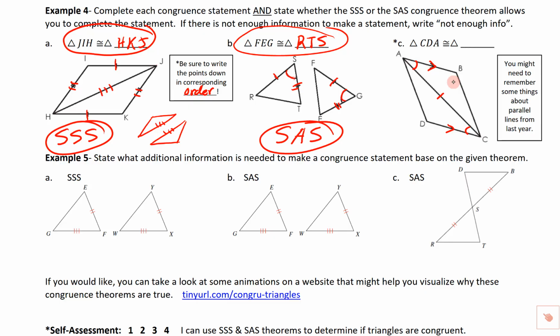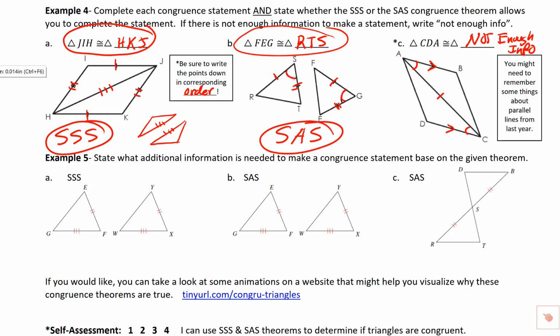Well, we're looking for either side, side, side, and we've got a side. We don't know anything about these two sides other than they're parallel, and we're not sure about those right there. There are no markings on there. And remember, you've got to go by the information that you've got, not by the way things look. So we definitely don't have side, side, side. Let's see if we can do side, angle, side. So we've got a side and an angle, side and an angle, but do we know that the two of those are congruent? Well, we really don't know that. So what we're going to have to write here is not enough info. Okay, so we can't make a congruent statement on that one right there.